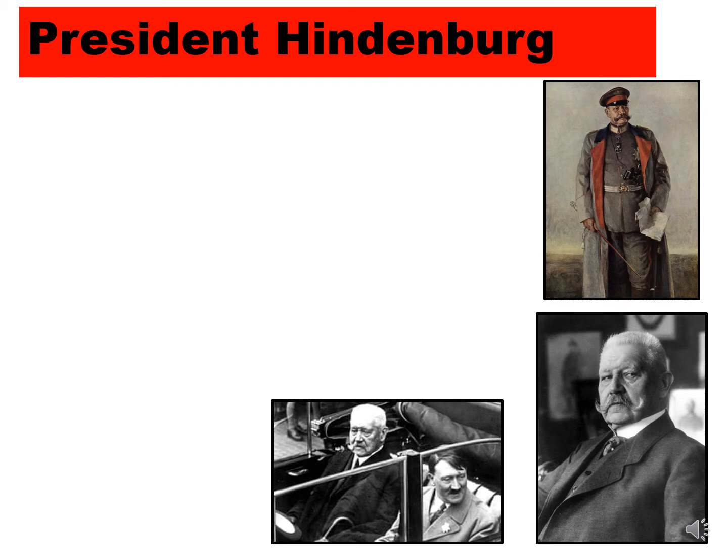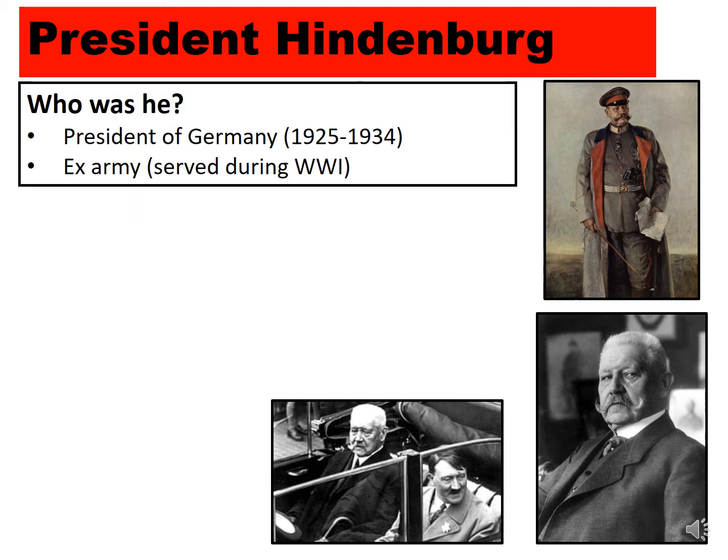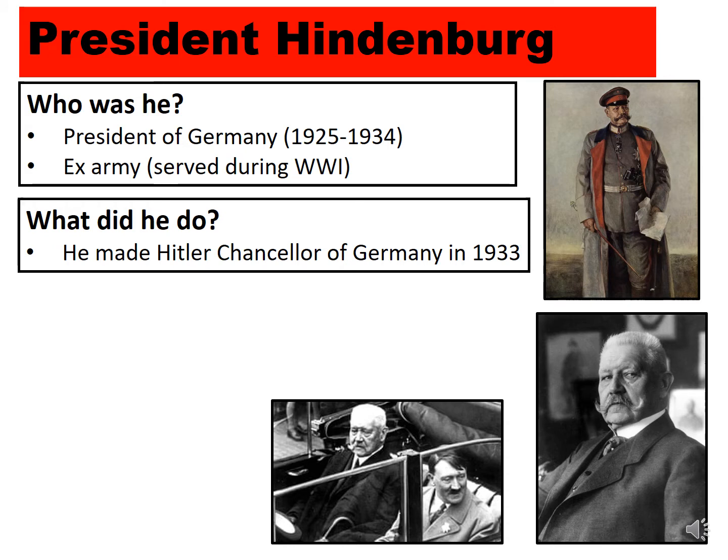Next important person is President Hindenburg. He has been president of Germany from 1925 to 34 when he dies. He's ex-army, so people were quite fond of Hindenburg. He was quite tough, and it was his job, as president, to choose who would be the Chancellor of Germany. He chooses Adolf Hitler in 1933.